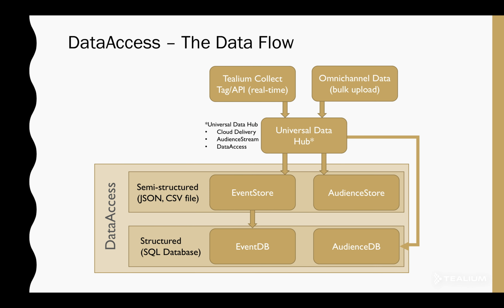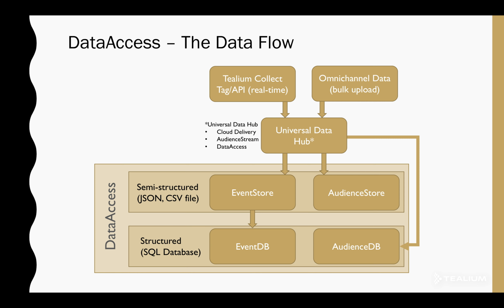What you see here is just a basic flow of the data into the Universal Data Hub and therefore into data access. There are three ways to get data into the Universal Data Hub. The first is the Tilium collect tag. That's the utag.js script that exists on the website, and then within Tilium IQ, you have the Tilium collect tag that takes the Universal Data object on that web page and sends it into the Universal Data Hub.